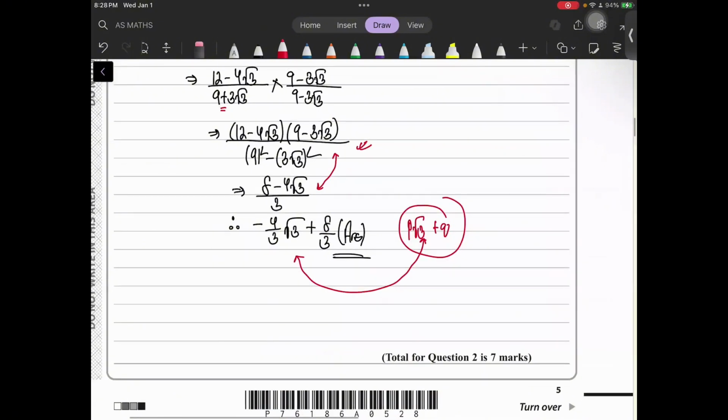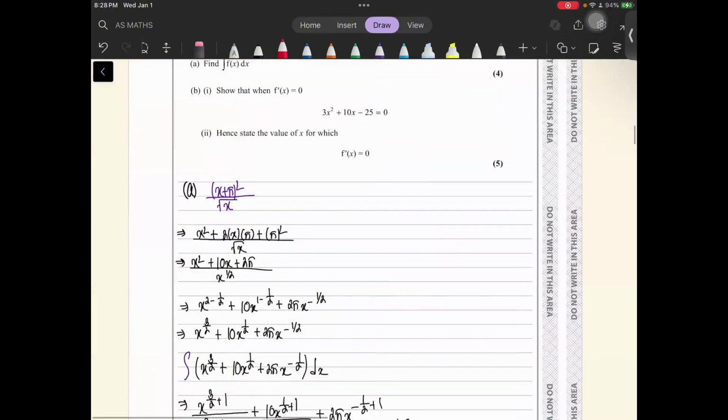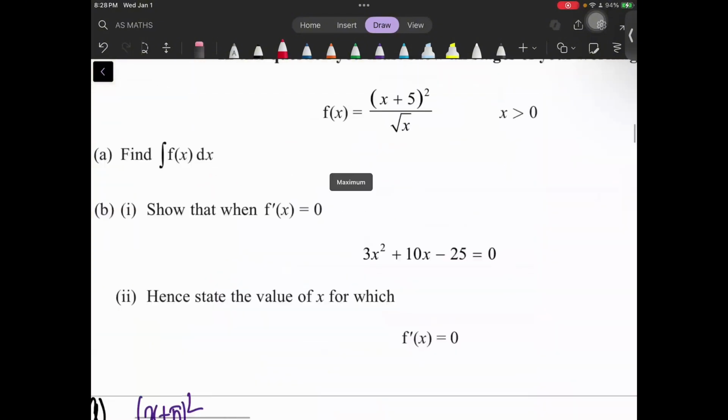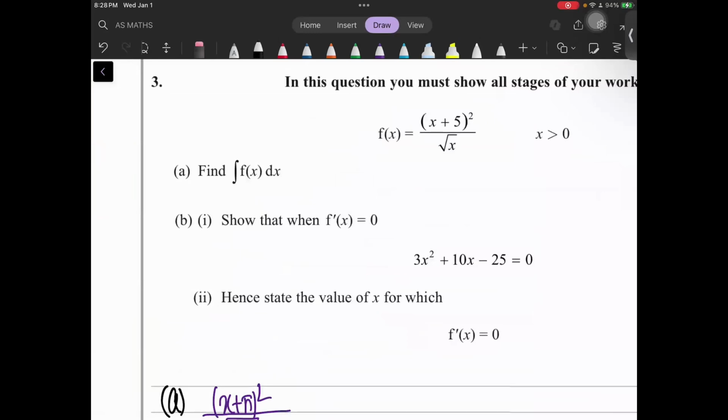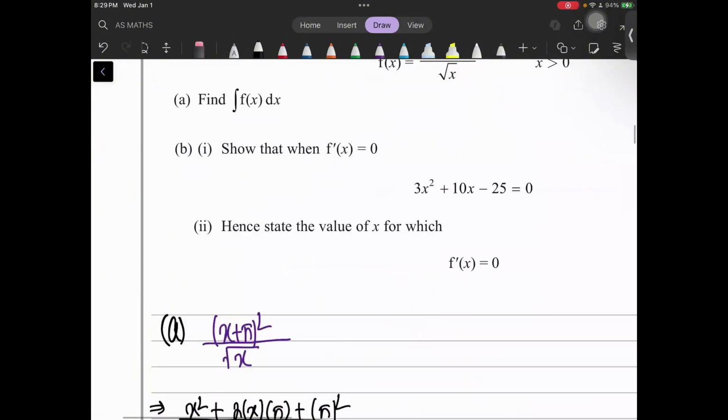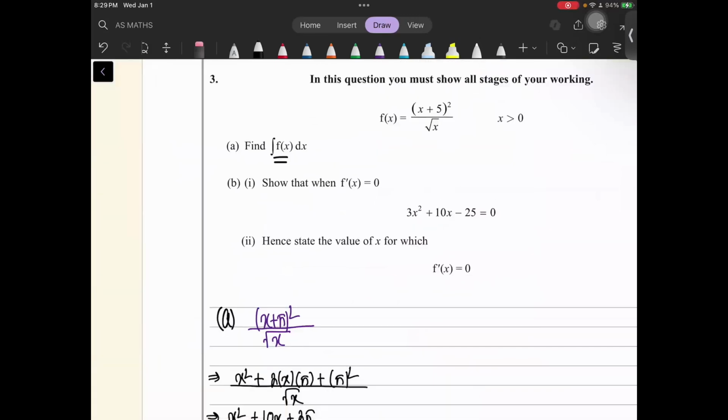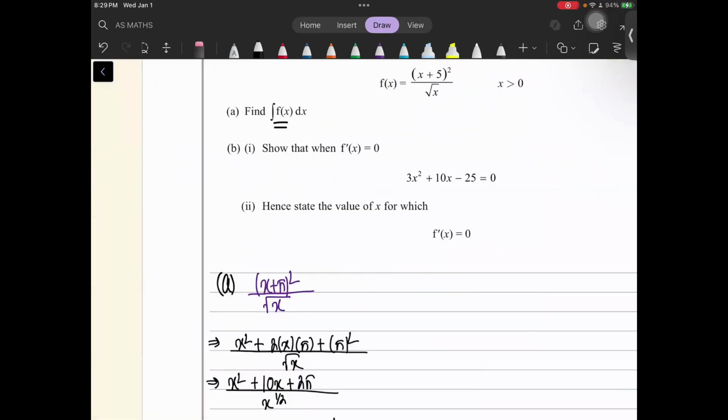All right. Then let's move to the next question. It said that f(x) equals (x plus 5) whole square by square root of x, right? By integration of x, to solve this problem, first of all, what we have to do is simplify it further. So let's just simplify it.